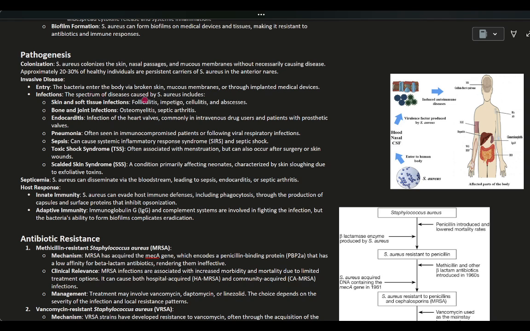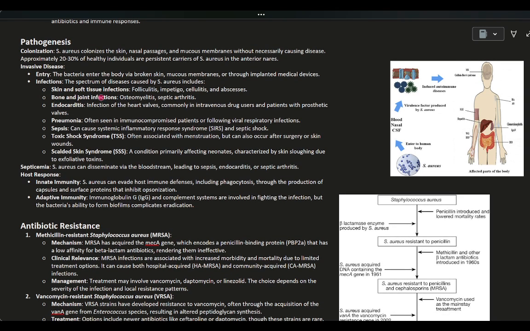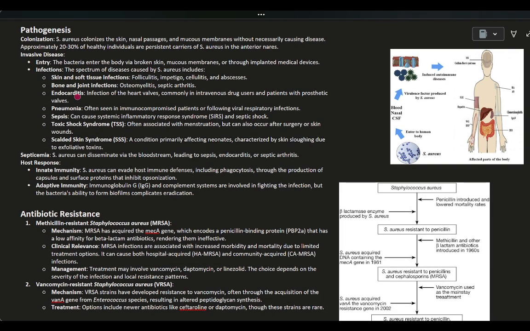Specifically, the spectrum of diseases caused by Staphylococcus aureus includes folliculitis, impetigo, cellulitis, and abscesses. When it comes to skin and soft tissue infections, we can also have bone and joint infections such as osteomyelitis or septic arthritis. We can also have endocarditis, which can involve infection of the heart valves, and this commonly happens in intravenous drug users and patients with prosthetic valves.